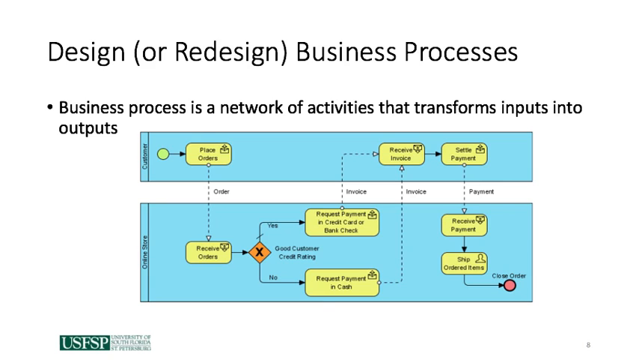Organizations have lots of business processes. The slide shows the example of a business process for an online store for satisfying customer orders. As you see, it starts with the customer placing an order, the retailer receiving it, determining whether the customer has a good credit score and deciding which payment type to request, and then sending an invoice to the customer. The customer receives the invoice and pays it. The retailer then receives the payment and ships the items that were ordered.